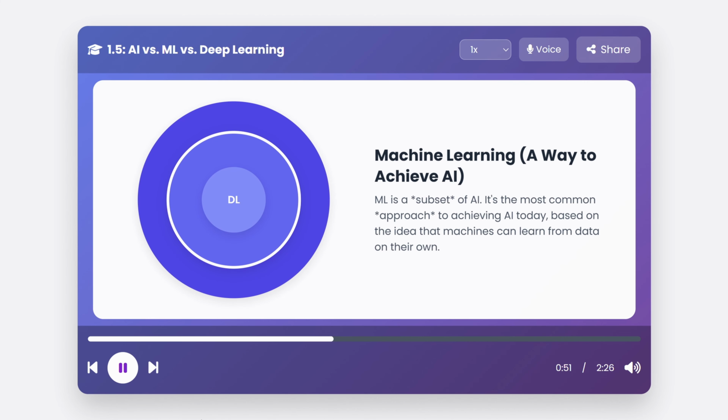Now, let's look at the next doll inside, machine learning. Machine learning, or ML, is a subset of AI. It is not AI itself, but rather the most popular and powerful approach we currently use to achieve AI. It's a specific technique based on the idea that we don't have to program rules by hand. We can let the machine learn the rules for itself by finding patterns in data.